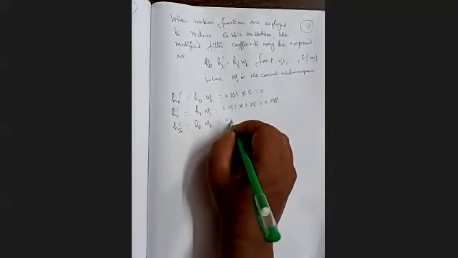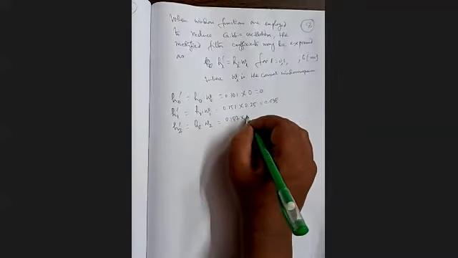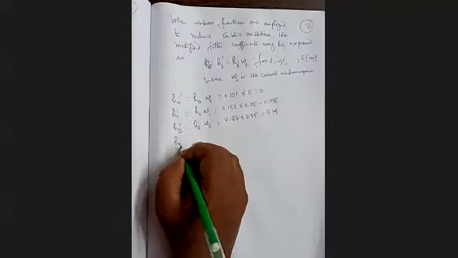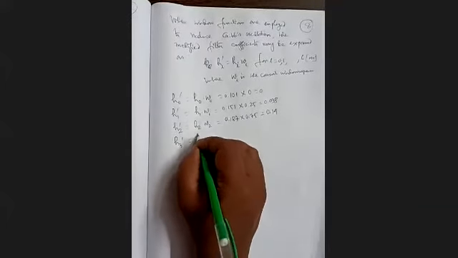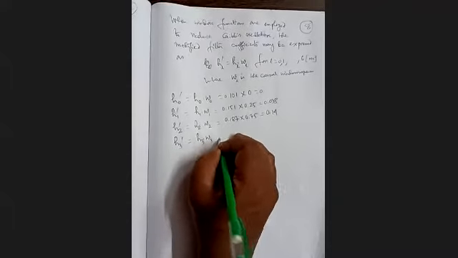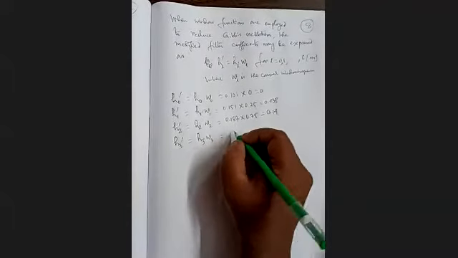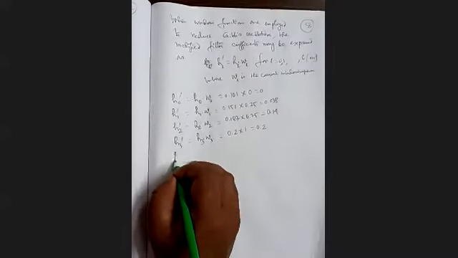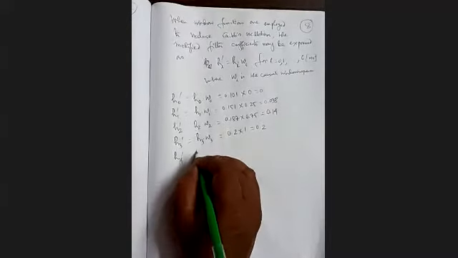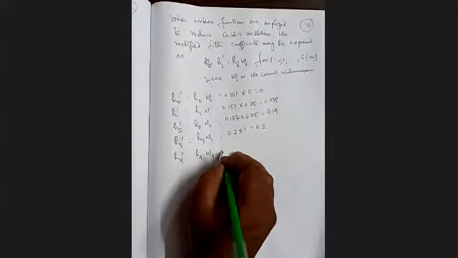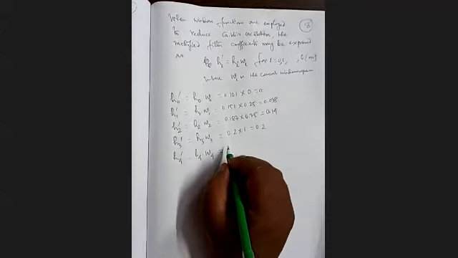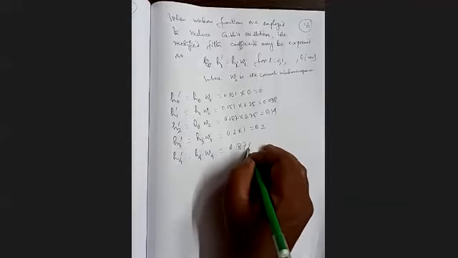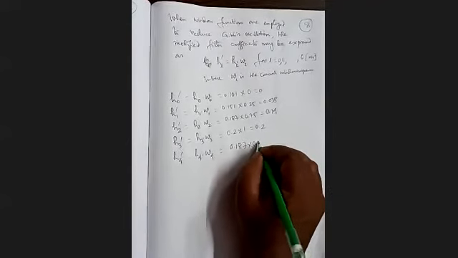H2 is 0.187 into 0.75, which is 0.14. H3 dash equal to H3 W3, which is 0.2 into 1, that is 0.2. H4 dash equal to H4 into W4. Although we'll get the symmetry using the symmetrical property also, we can get the same thing quickly.